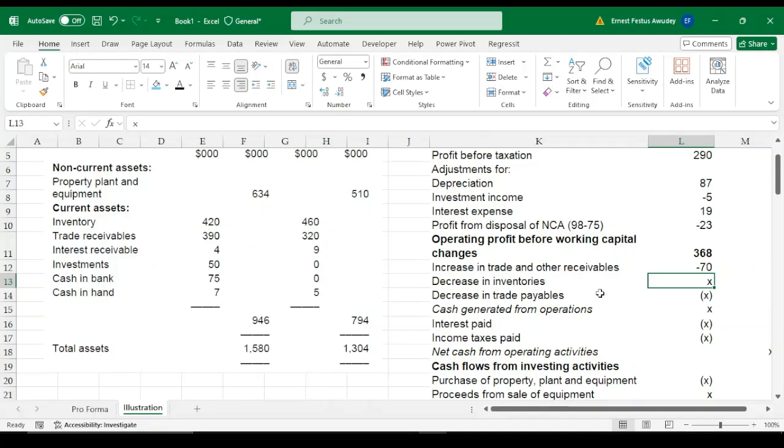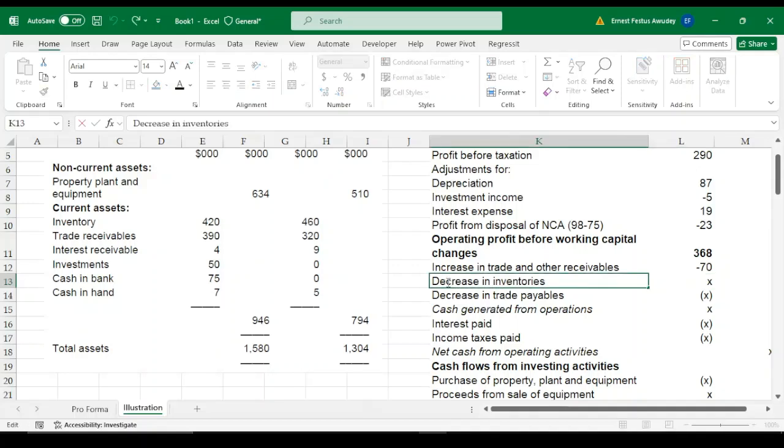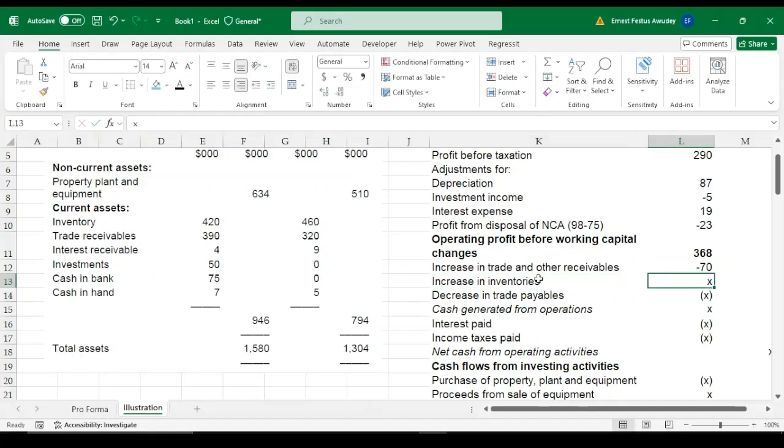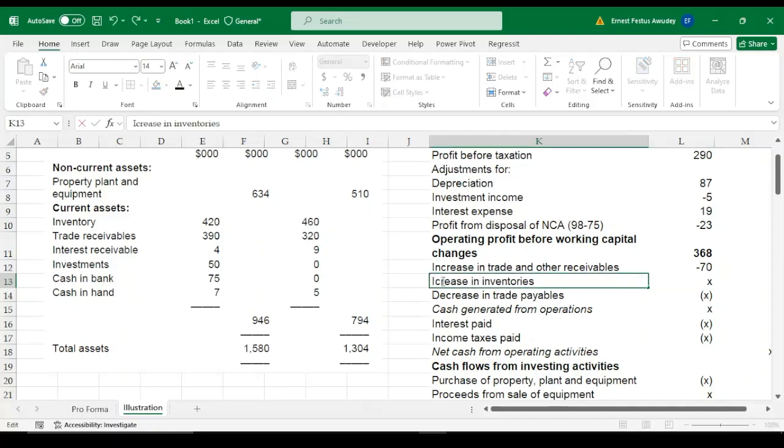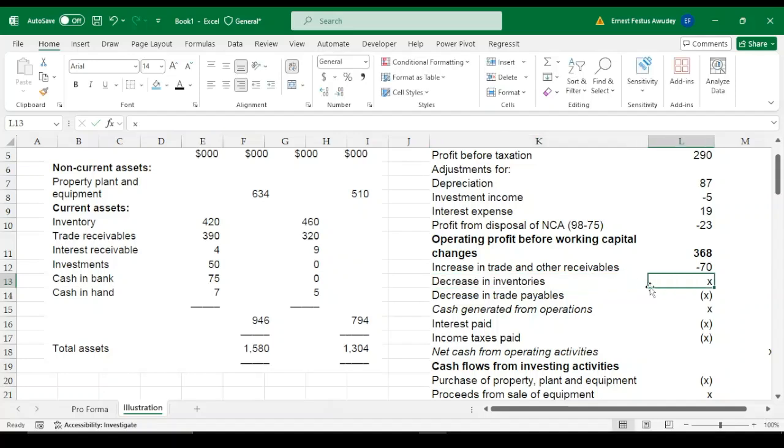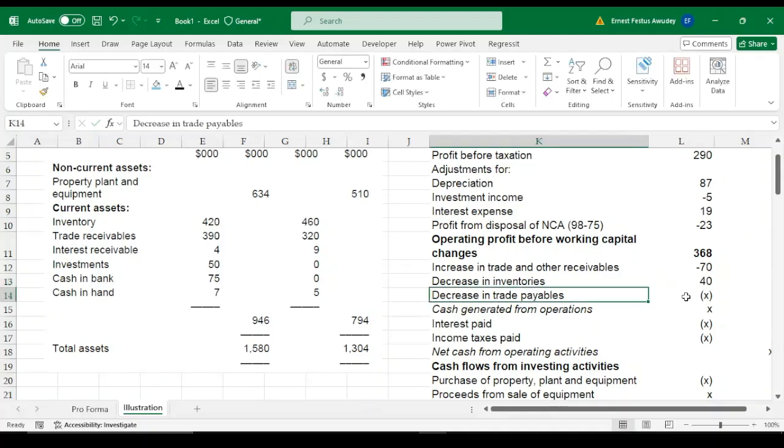Sorry, this is a decrease in our inventories. So whenever our inventories are decreasing, it means we are receiving cash or we are selling them for cash. That's the implication. So what do we have there? We'll have 460 minus 420, and that is 40.